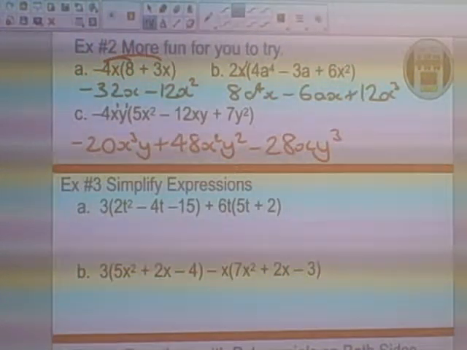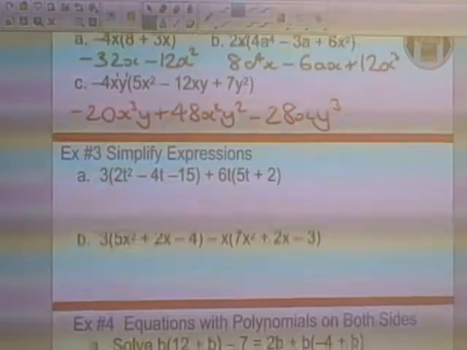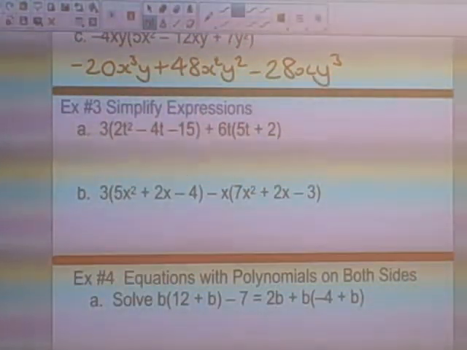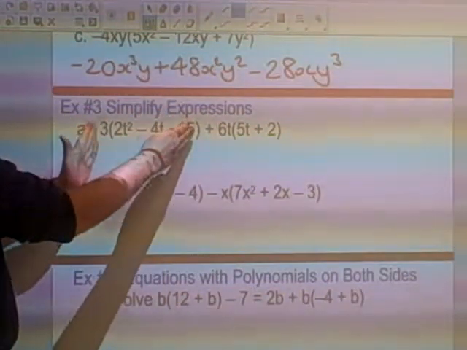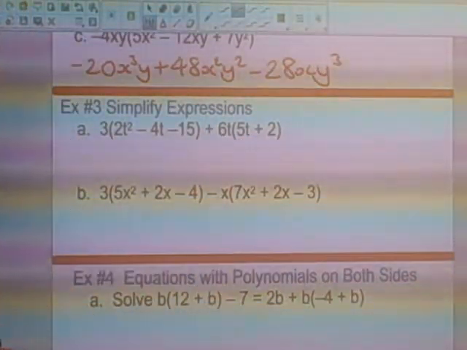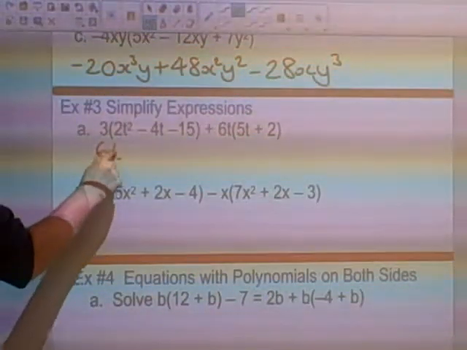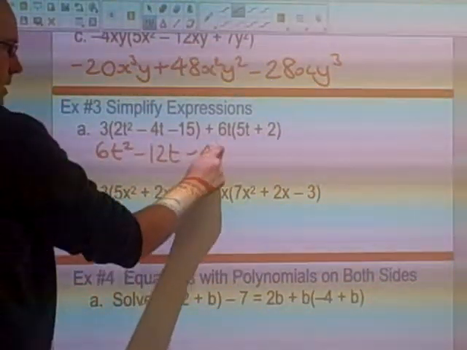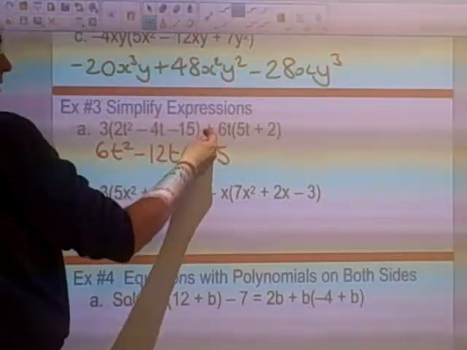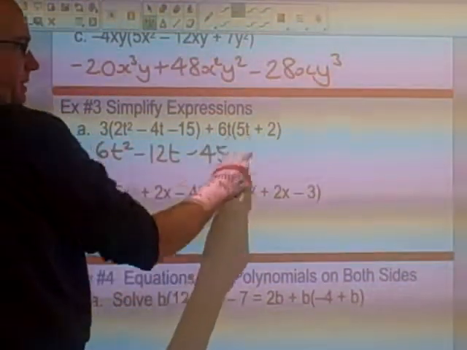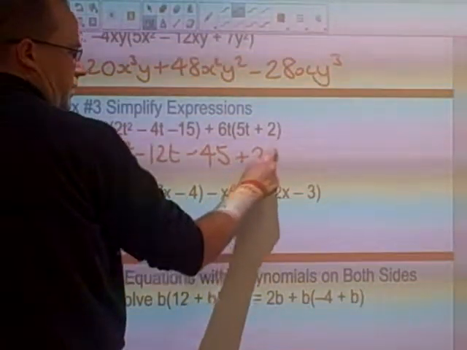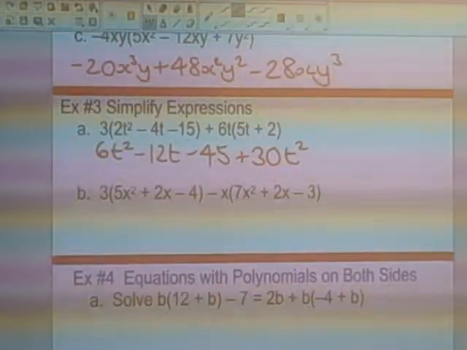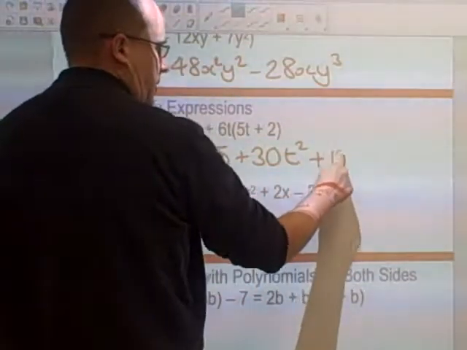So very similar methods for all of these. Now we're doing these basic skills to enable us to answer more complicated questions. So when it comes to simplifying expressions with two sets of parentheses like this, then we're going to distribute the 3 for this part, and then distribute the 6t for this part. So 3 times 2t squared, 3 times negative 4t, and then 3 times negative 15. Now for this one, you should always check the sign as well. This is positive 6t, so positive 6t times 5t, 6 times 5 is 30, and then t times t, add the exponents, t squared. And 6t times 2 is 12t.